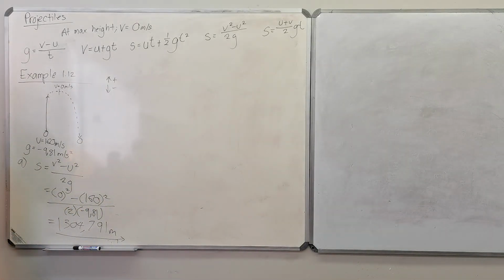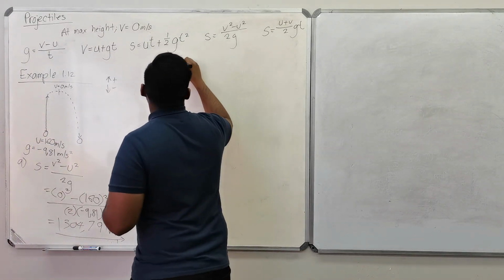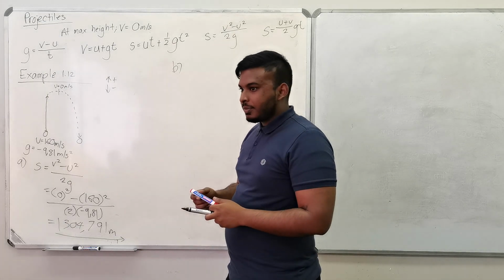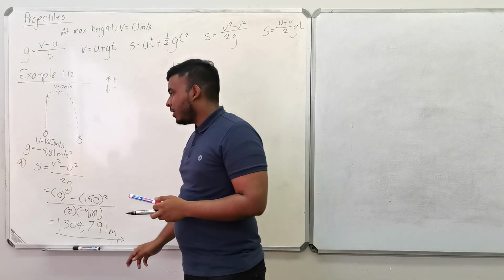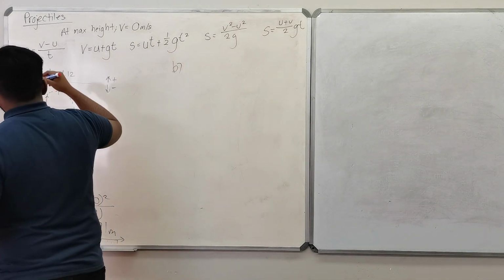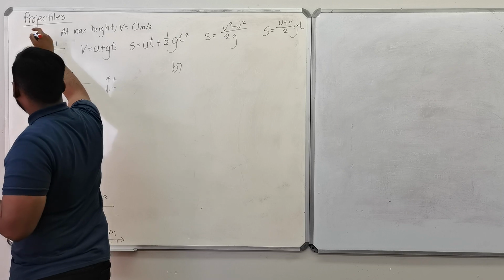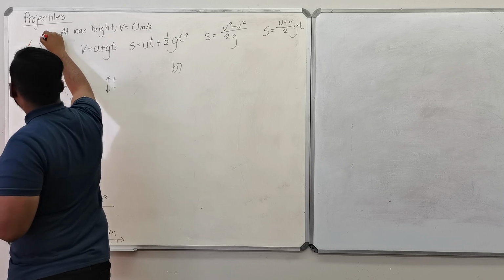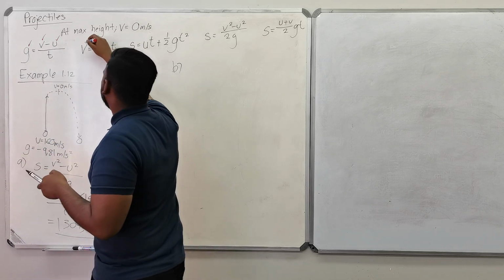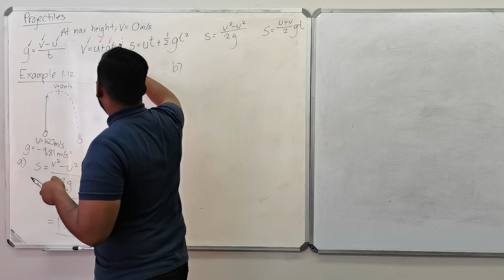The last section: the time taken to reach the maximum height. So now they want the time. What new information do we know? We know the distance, the S, the height. So, using this formula here, do we know gravity? Yep. Final velocity? Yep. Initial velocity? Yep. We can work out time. This one, we know final velocity? Yep. Initial? Yep. We can work out time.